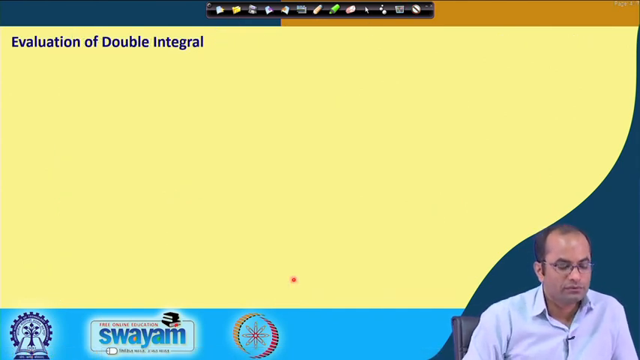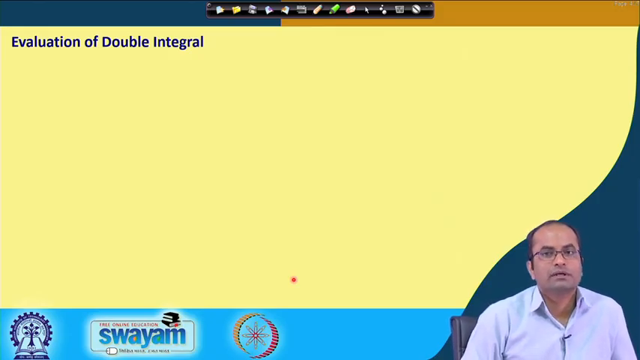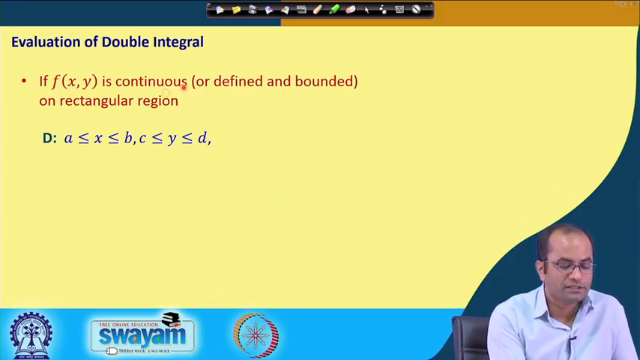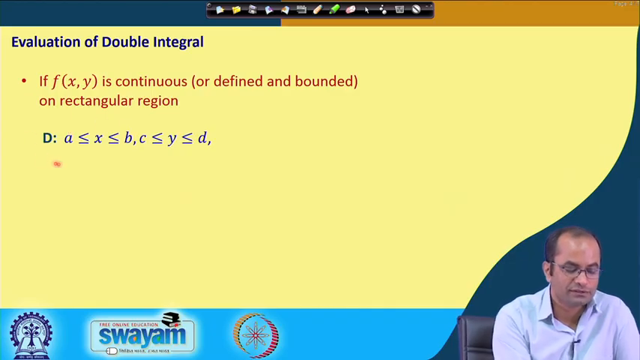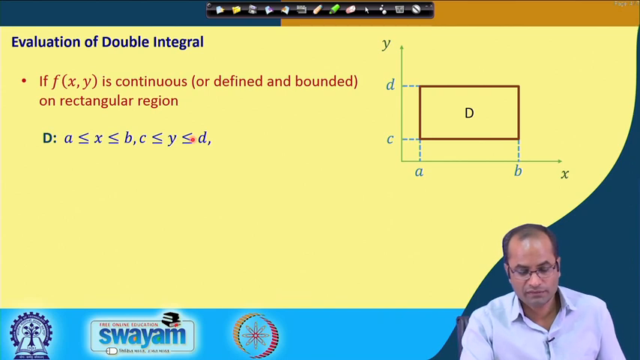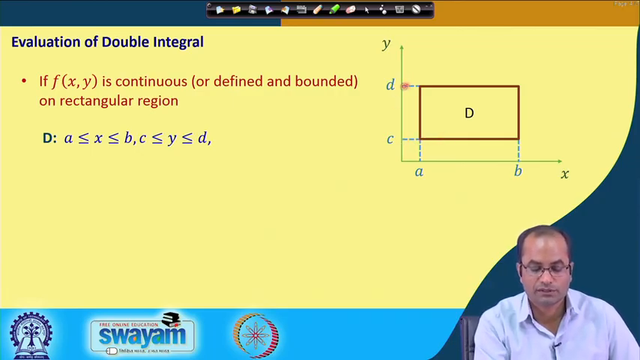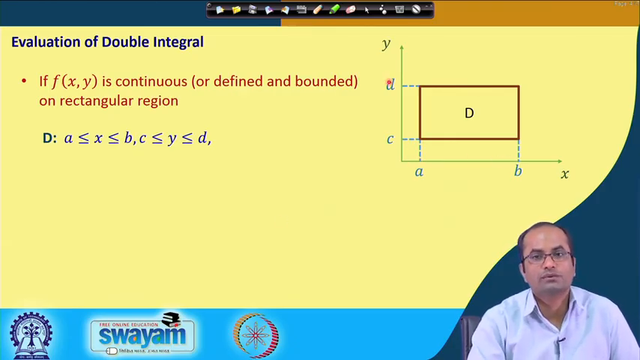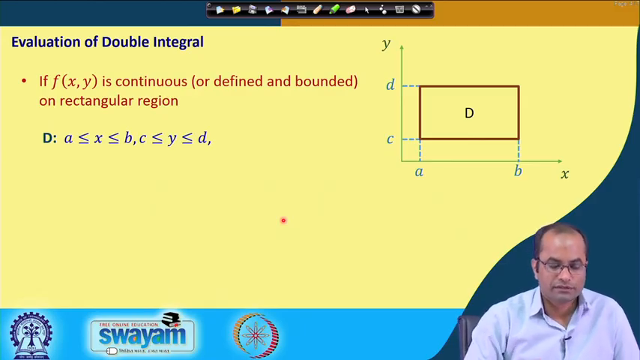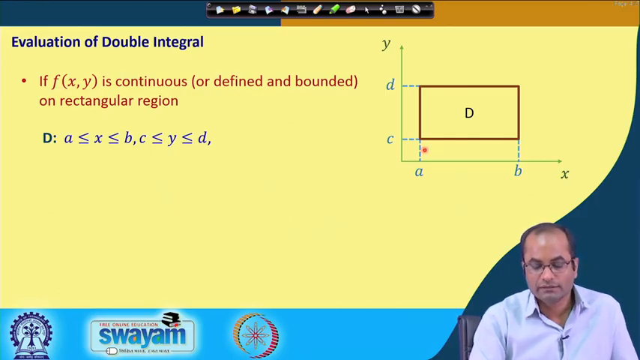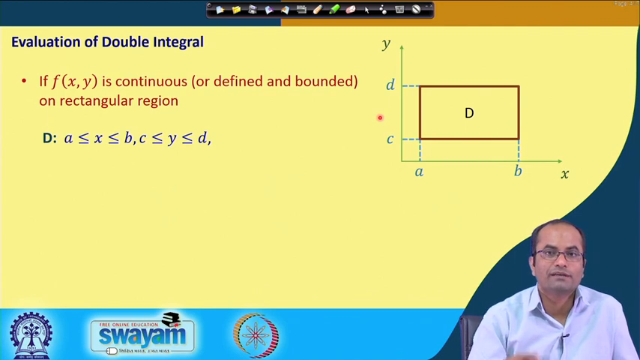Now, coming to the evaluation. For the evaluation we will first consider a simple scenario. For example, if this f(x,y) is continuous, or defined and bounded, in that case this integral will exist on a rectangular region. So, we have restricted ourselves to the rectangular region, where x varies from a to b and y varies from c to d, which is also given in this figure. So, we have these constant numbers a to b and c to d. This is the simplest case where we can define this integral over such a nice domain, because the limits are clear: for x we are varying from a to b, and in the direction of y we are varying from c to d, and the limits are constant, they are not depending on each other.